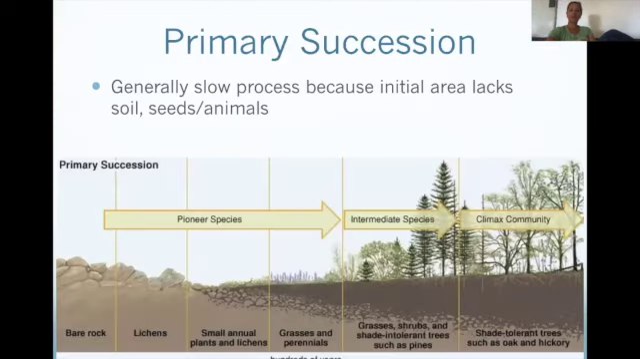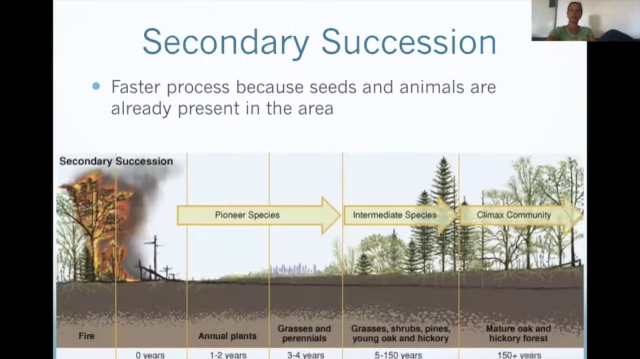And here it is in pictorial form for you. It is generally a slow process. Secondary succession is a faster process because again, we've got soil, we've got seeds, and the animals know where to be.